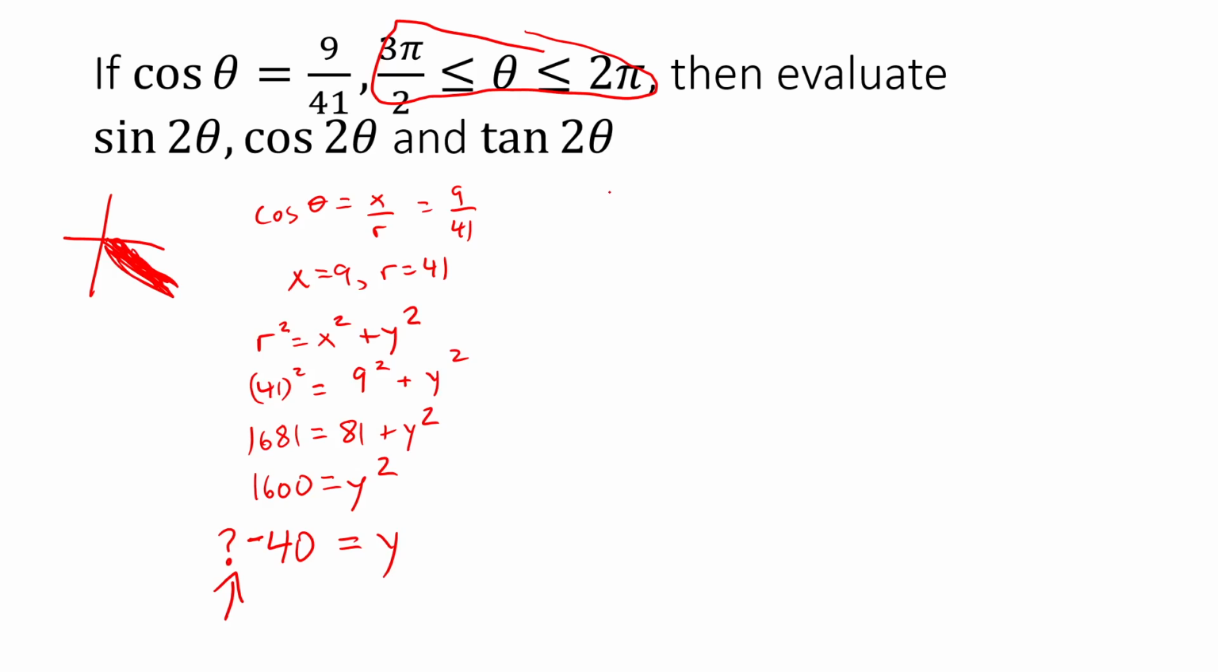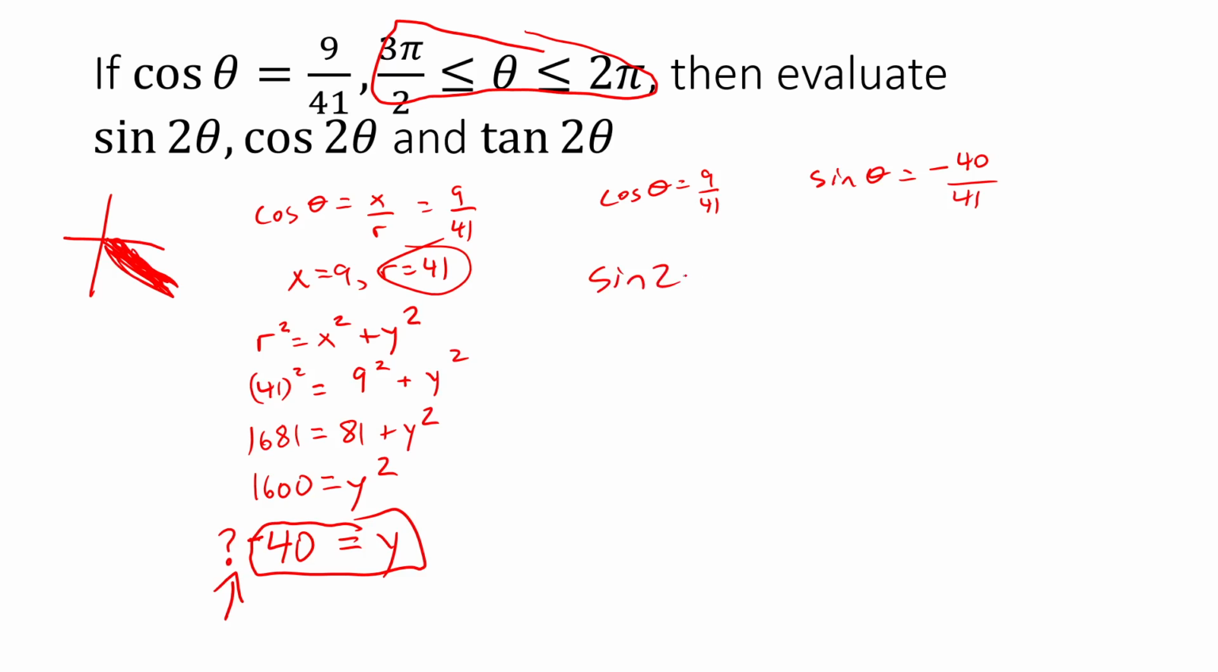Now, we know from the question that cos theta is equal to 9 over 41, but we've just established what sine theta equals, because remember, sine theta has to equal y over r. If y is negative 40 and r is 41, then sine theta is negative 40 over 41.